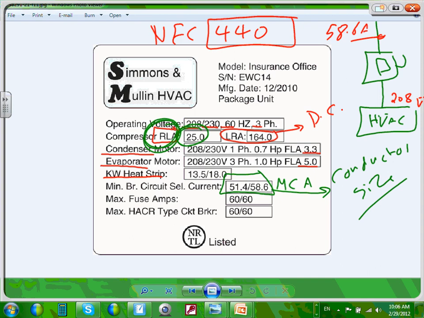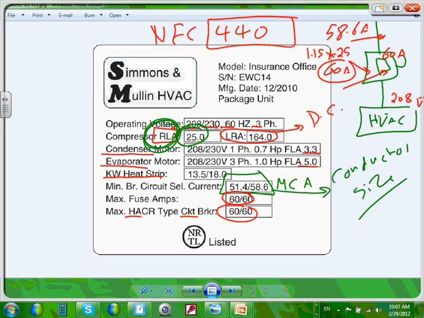Now, my disconnect and my fuse. Let's talk about my fuse. The maximum fuse amps is 60 for both of them, or if you want to use a breaker, it is also 60. So I'm using a fuse here. I'm going to use a 60 amp fuse. For my disconnect, 1.15 multiplied by the rated load amps, 25. Most likely that will get you a 60 amp disconnect.